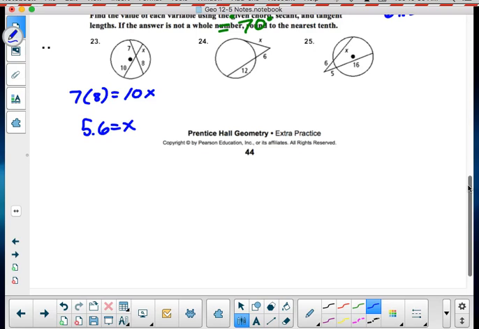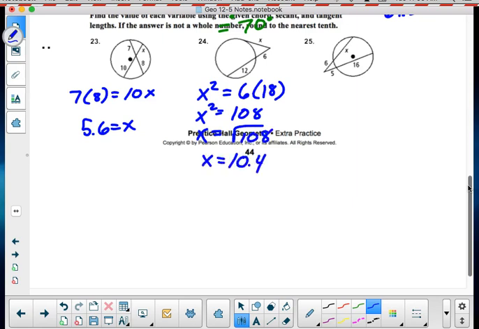My next one isn't a chord-chord relationship. It's a tangent-secant. And whether it's a tangent-secant or a secant-secant, it's the same mantra I want you to think about. It's the outside portion of the segment times the entire length of the segment. So that's why on a tangent, the outside and the entire length are the same. And the outside times the entire length, okay, 6 plus 12 is 18, so 6 times 18. And now I've got x squared is equal to 108. Okay, so x is equal to the square root of 108, and x is equal to 10.4.